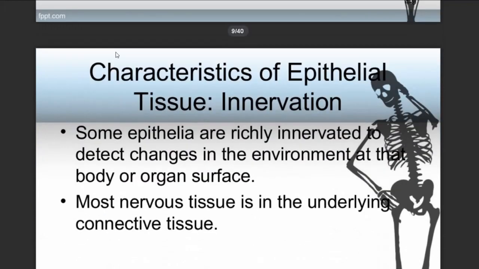Characteristics of epithelial tissue and innervation. Most of the epithelia are richly innervated. They can detect any change, as they are present on our body surface. We can detect heat, we can detect coldness, we can detect any pressure in our epithelia. Most of the nervous system is in the underlying connective tissue.